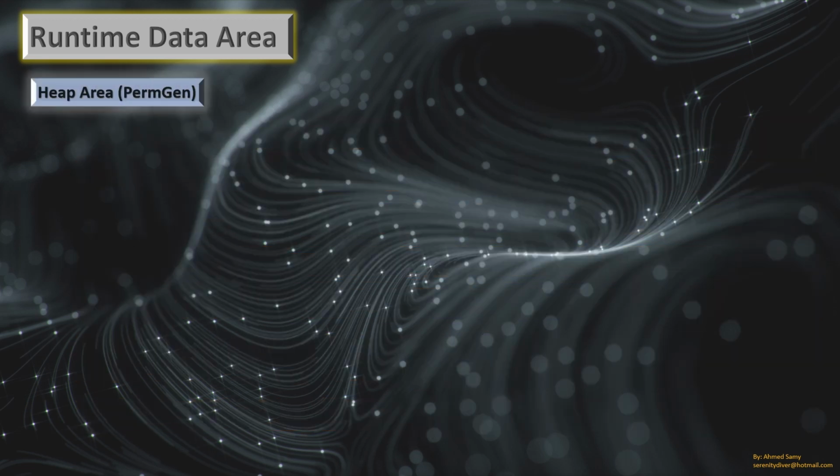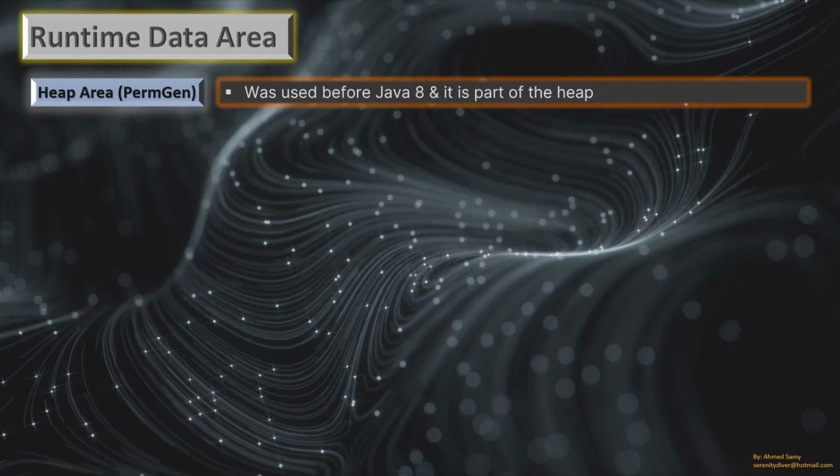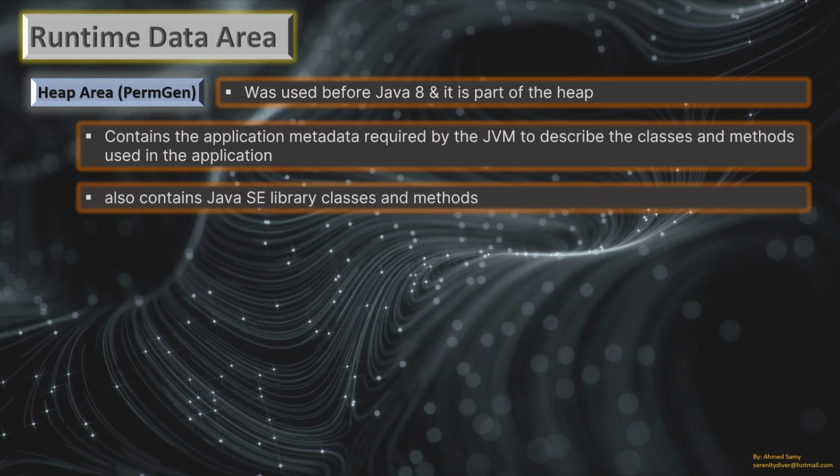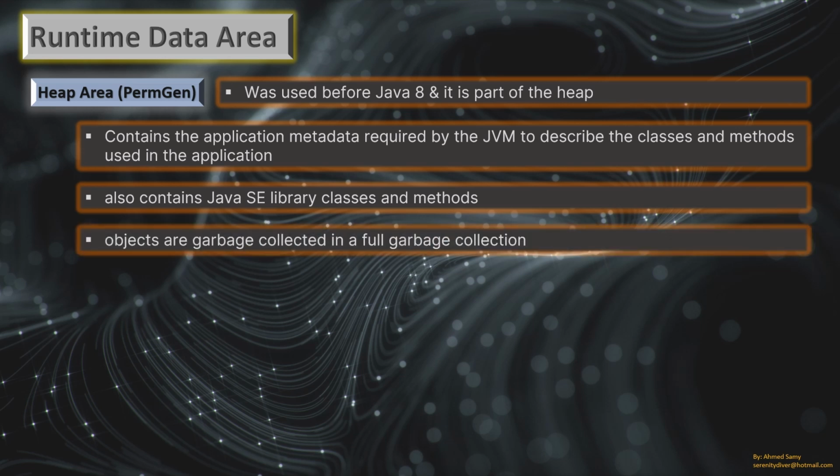The PermGen area, which was used before Java 8 and is part of the heap, contains all the application metadata required by the Java virtual machine to describe the classes and methods used in the application. It also contains Java Standard Edition libraries, classes, and methods. Objects are garbage collected in a full garbage collection.